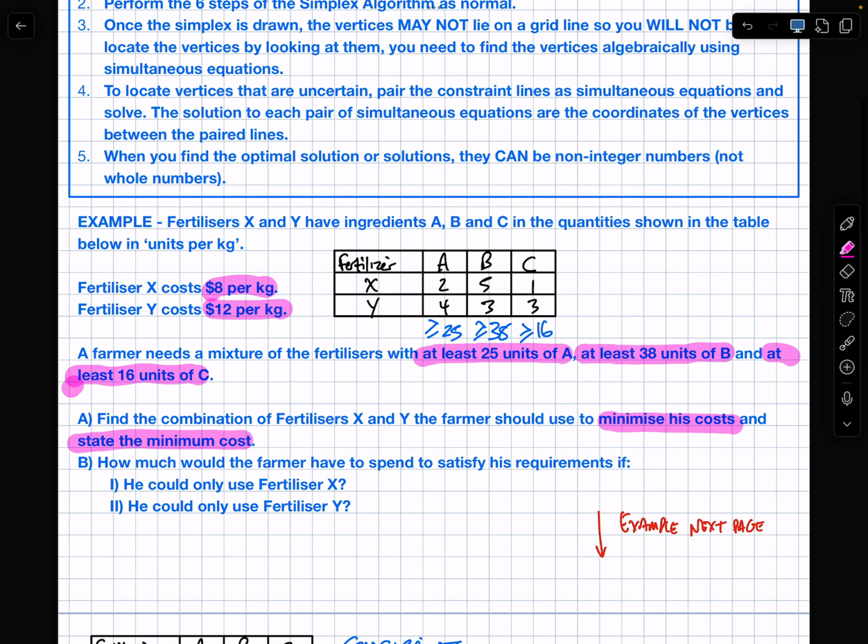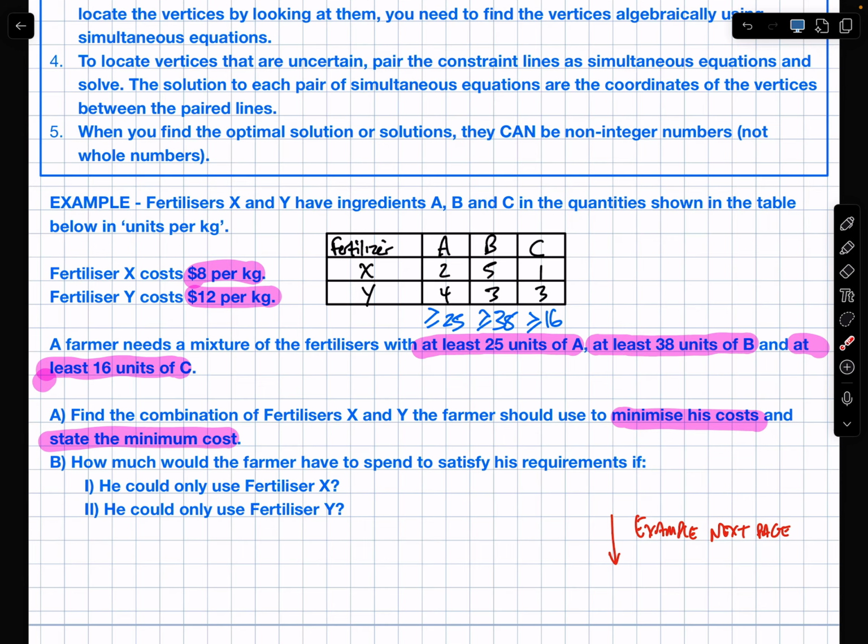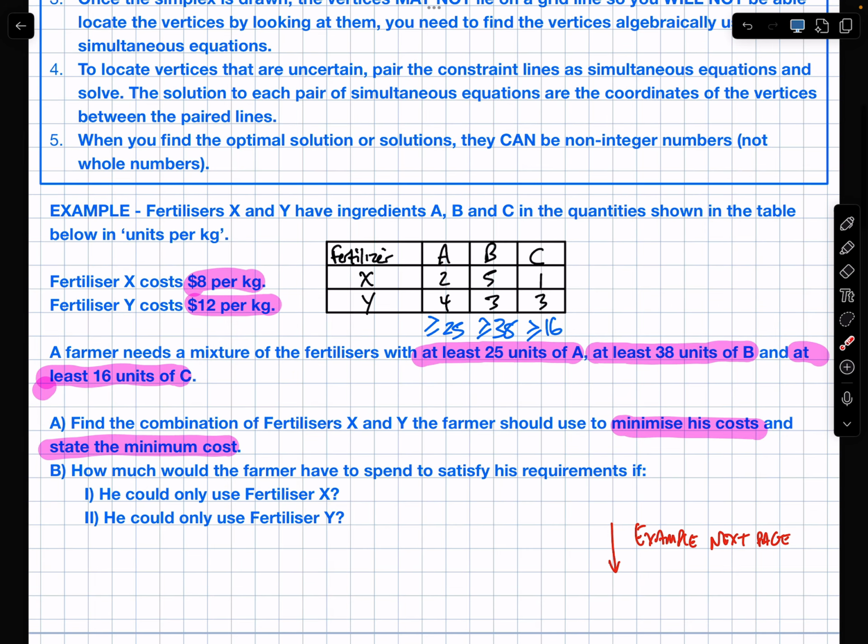So, in your test for drawing up the graphs, you've got about 8 marks for that, so 8 minutes. Based on this table here, I'd suggest you get onto it and practice drawing the simplex for this. And you can already tell that that simplex is not going to be nice, because does 5 divide into 38 nicely? No, so your x coordinate is going to be a decimal.